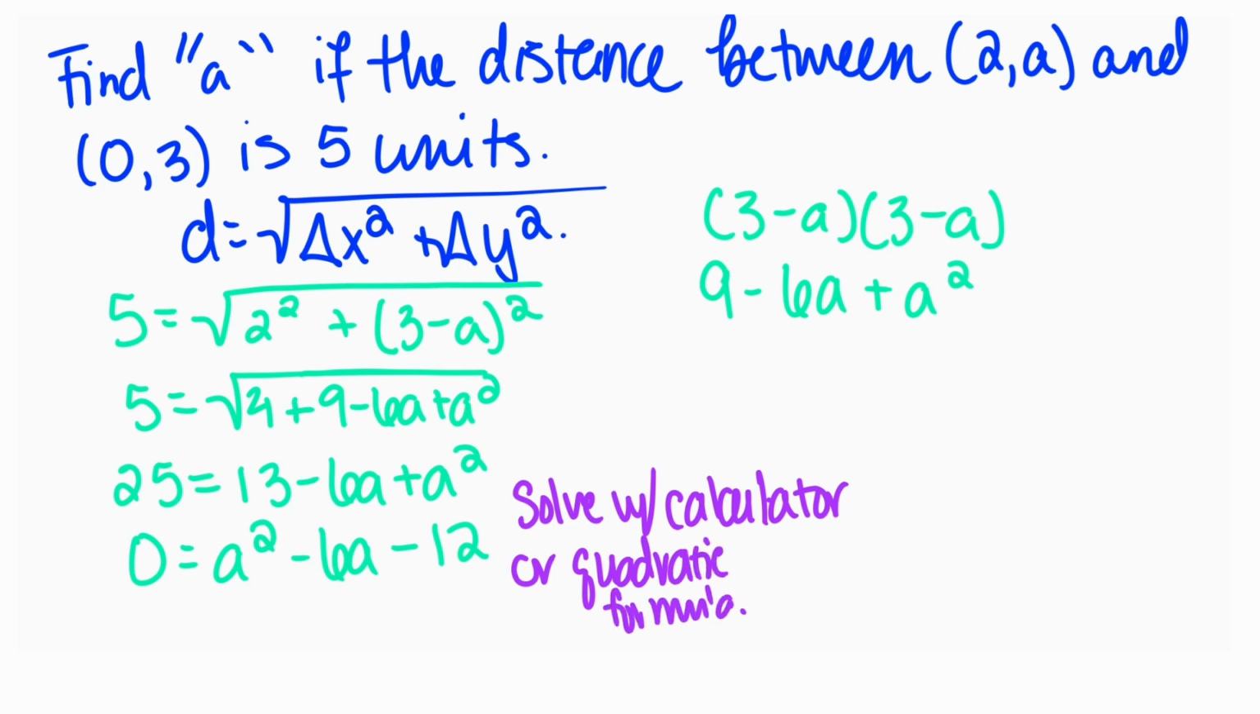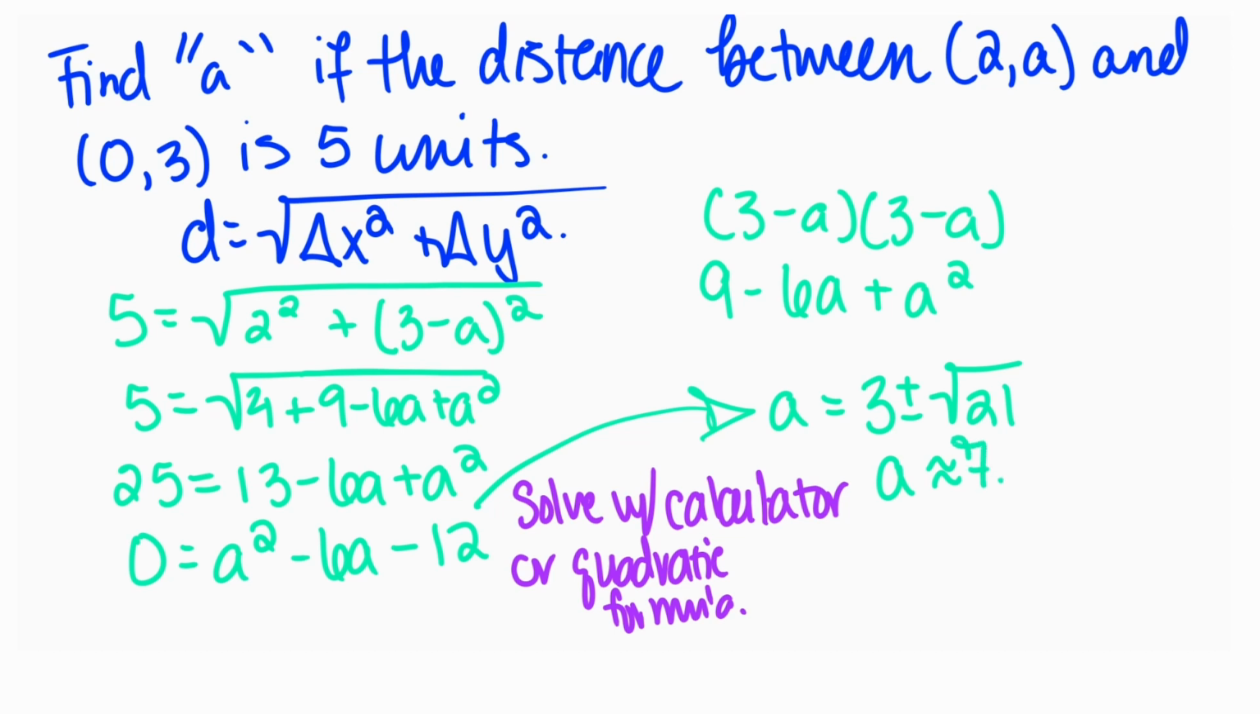But regardless, you're going to get a equals 3 plus or minus the square root of 21, which is approximately 7.583, or approximately negative 1.583. If you notice, that decimal is the same because we're adding or subtracting 3 from the square root.